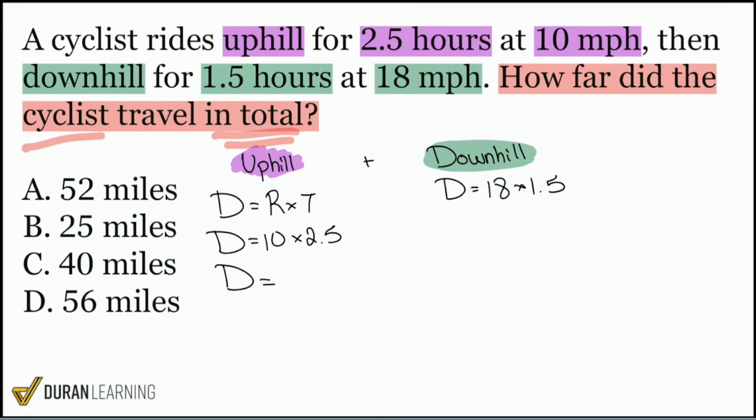So the distance here, 10 multiplied by anything. The cool thing about multiplying by 10 is that you just move that decimal place over one time. So 2.5 times 10 is 25 miles. Now don't jump the gun here, because that's not going to be answer choice B. We are going to continue here. We have distance equals 18 multiplied by 1.5. Let's go ahead and do that right over here.